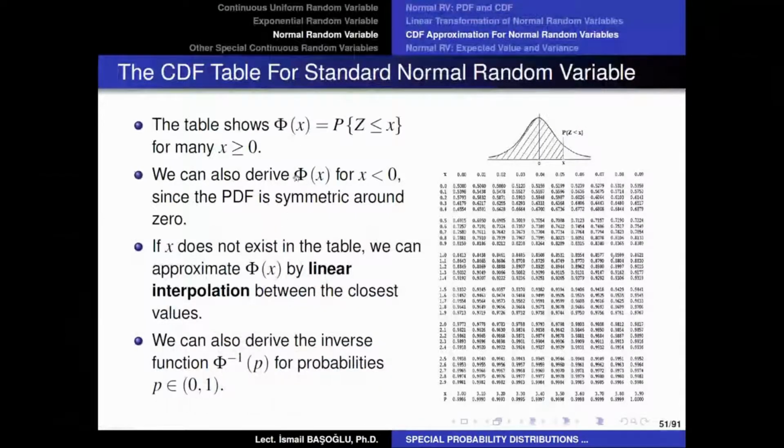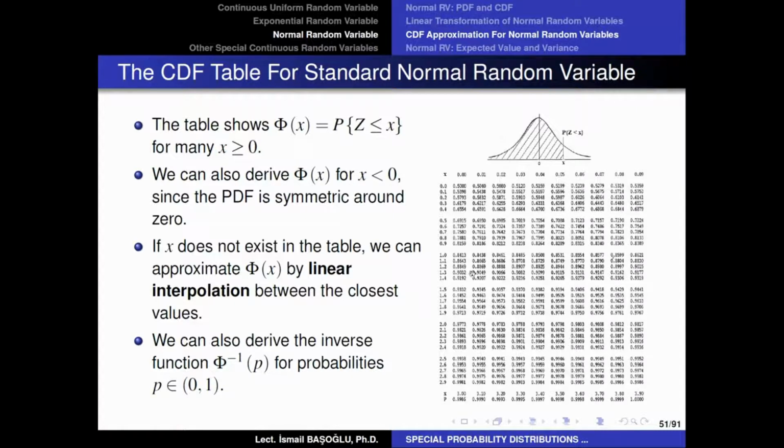All right, so you see, this table shows us the cumulative distribution function of a standard normal distribution. Therefore, it is shown as a capital phi of X, which indicates the probability of a standard normal random variable to be less than or equal to X for many X values which are positive. However, we can use the symmetry of this probability density function, and because it is symmetric around 0, it is also possible for us to identify the CDF values for negative X values by using these probabilities as well.